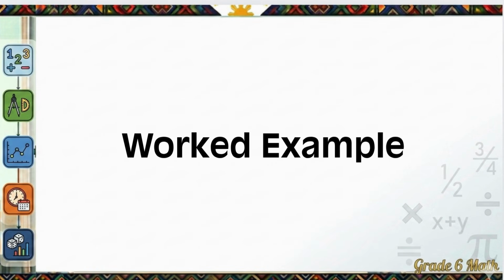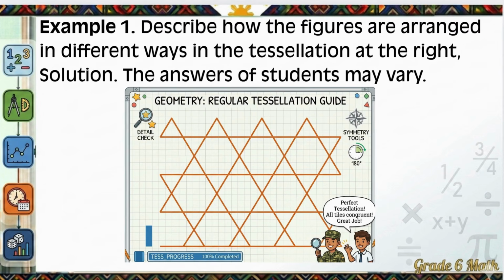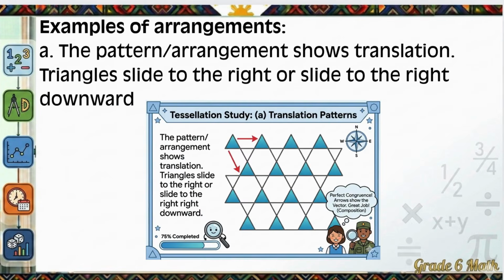Worked example. Example 1. Describe how the figures are arranged in different ways in the tessellation at the right. Solution. The answers of students may vary. Examples of arrangements. A. The pattern arrangement shows translation. Triangles slide to the right or slide to the right downward.